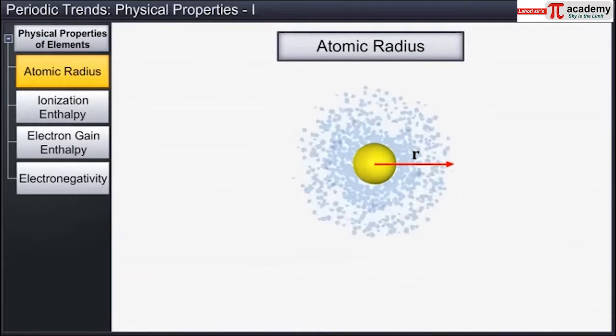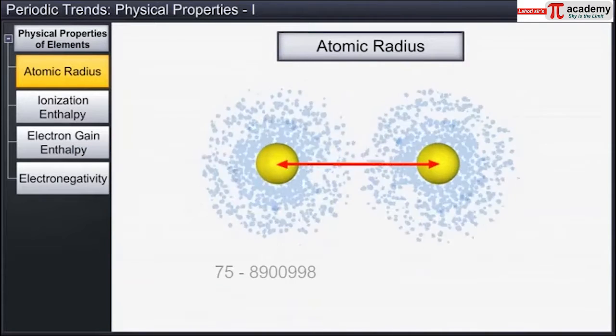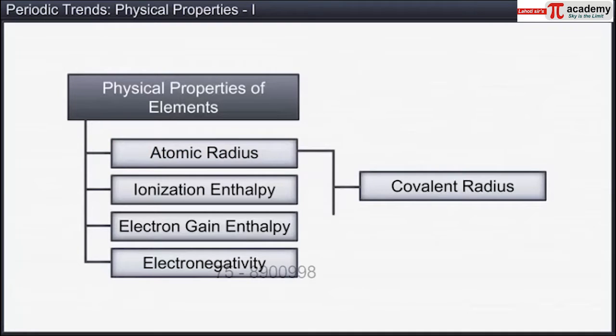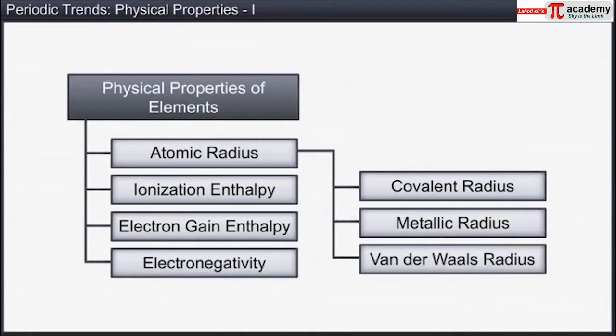However, it is possible to estimate the radius or size of an atom by knowing the distance between the atoms in a combined state. Depending on the nature of bonding, atomic radii are of three types. They are covalent radius, metallic radius, and van der Waals radius. Let's learn about each of them in detail.